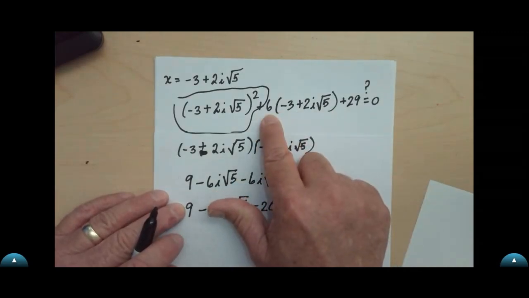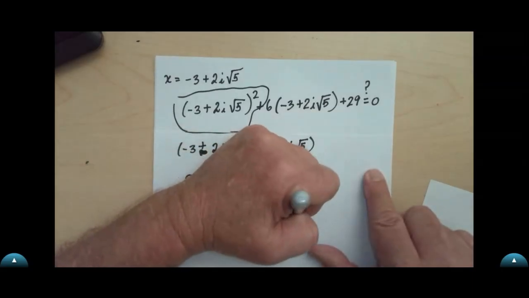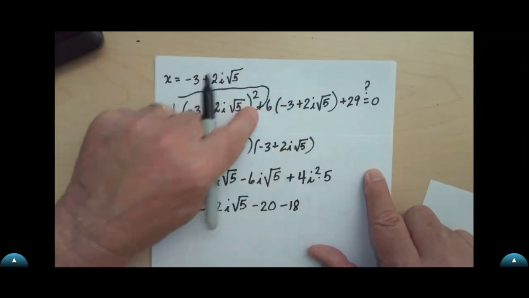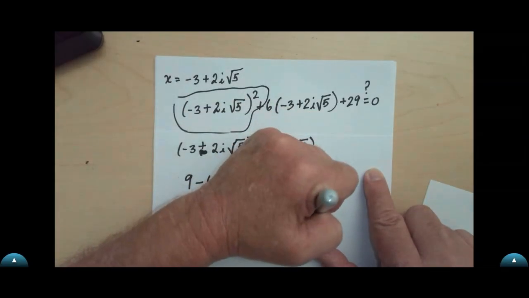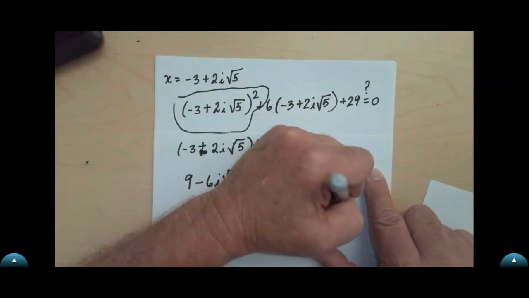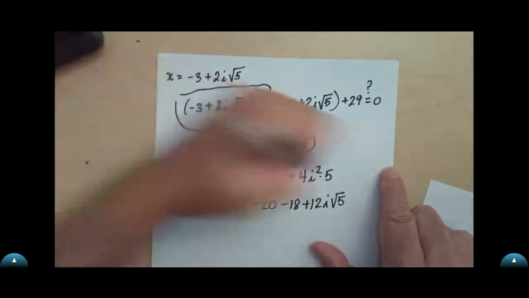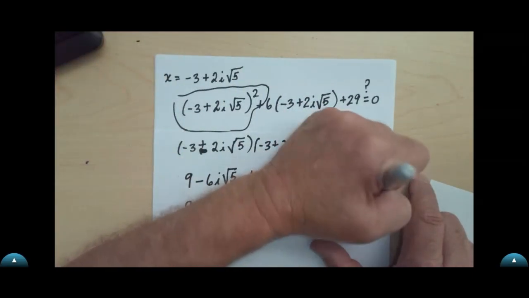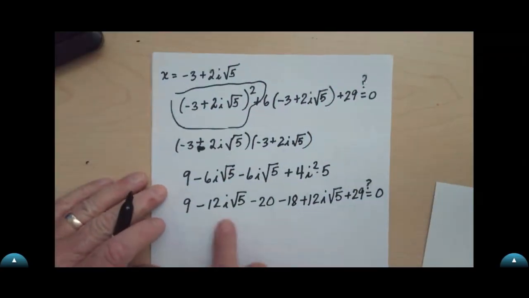I'm going to go ahead and distribute that 6. 6 times negative 3 is negative 18. 6 times 2i times the square root of 5. Well, 6 times 2 is positive 12. So I'm going to get plus 12i times the square root of 5. And then don't forget we have this plus 29, the constant term at the end. And remember, we're trying to ascertain whether all that mess is equal to 0.